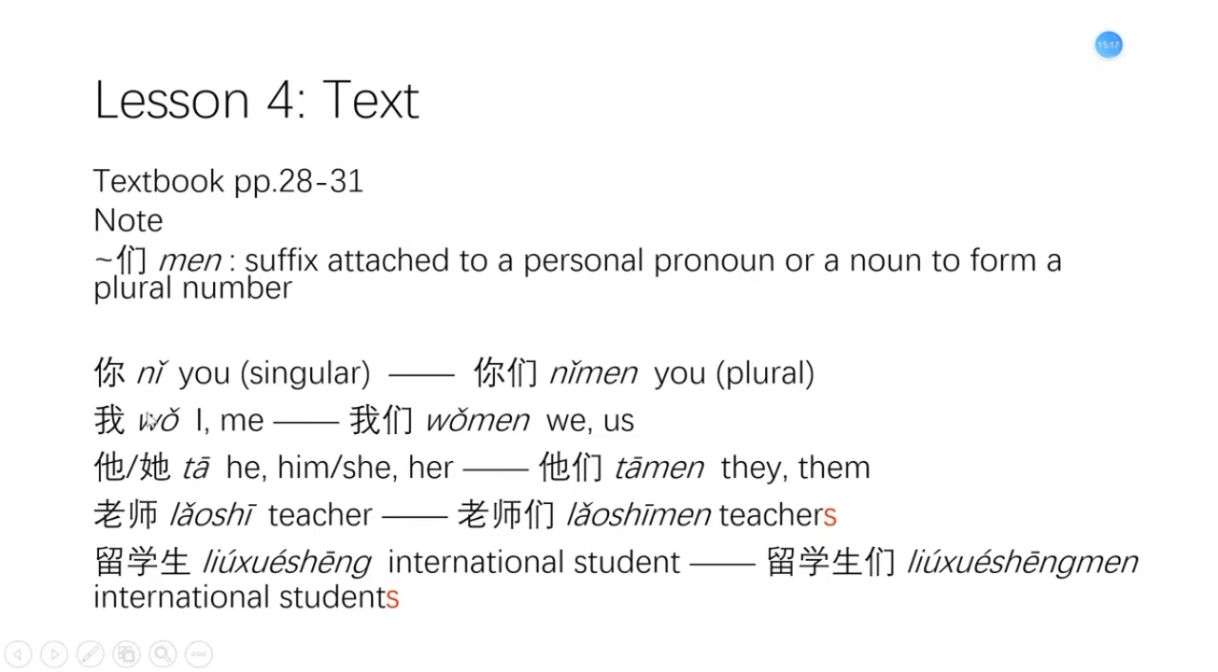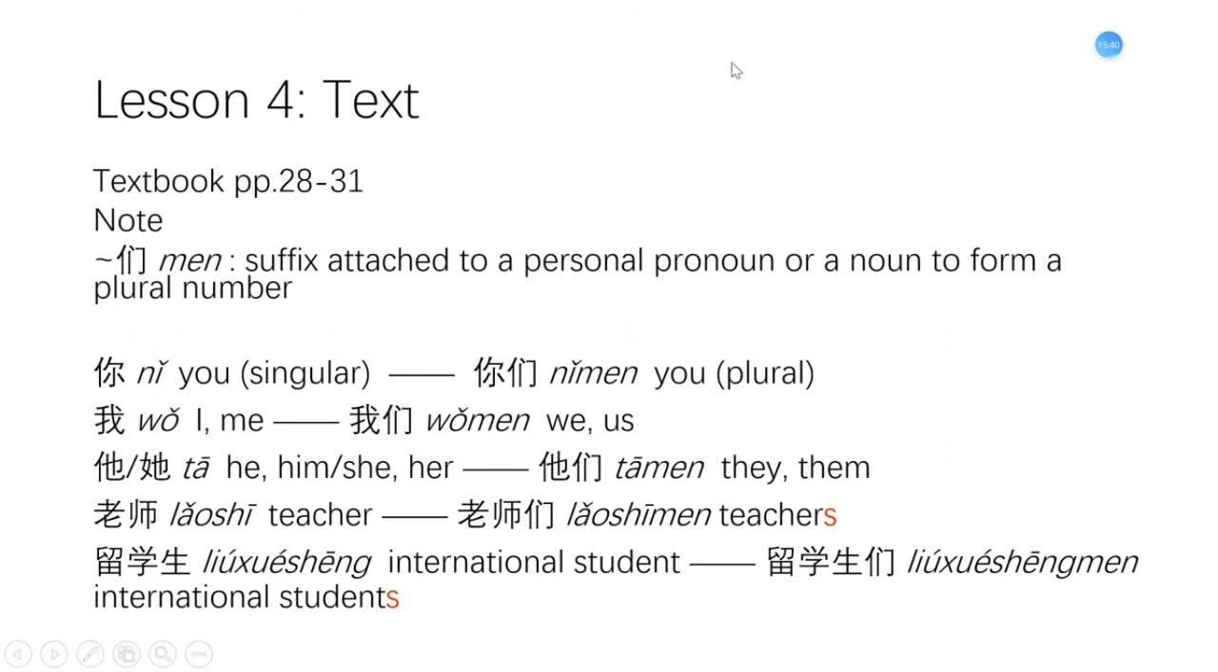So for he, we write it this way, okay? You can tell the difference by yourself. And for she, we write it in this way. So they have different Chinese written forms, I mean the Chinese characters, but the pronunciation is the same. Okay, so 你, 我, 他, these are all singular pronouns.